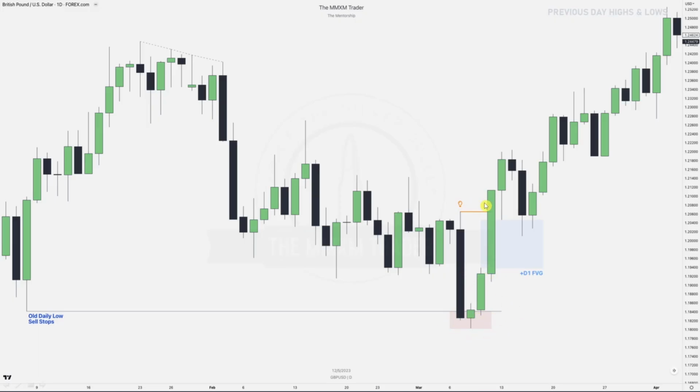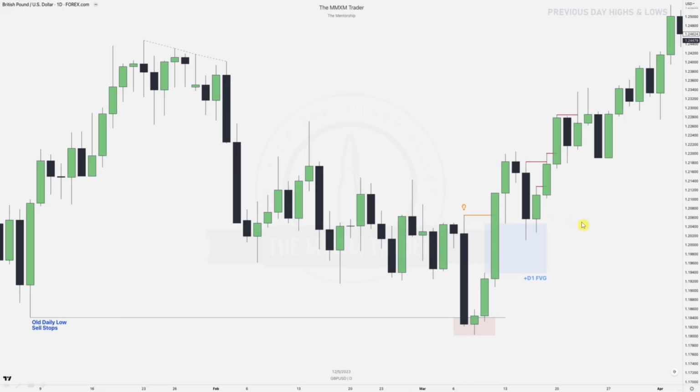Now with this displacement over here, what do we form? We have a daily fair value gap inside here after a break of structure, and again importantly this sell side raid down here. So this sets up a nice narrative to take buys, and order flow has changed to bullish instead of bearish.